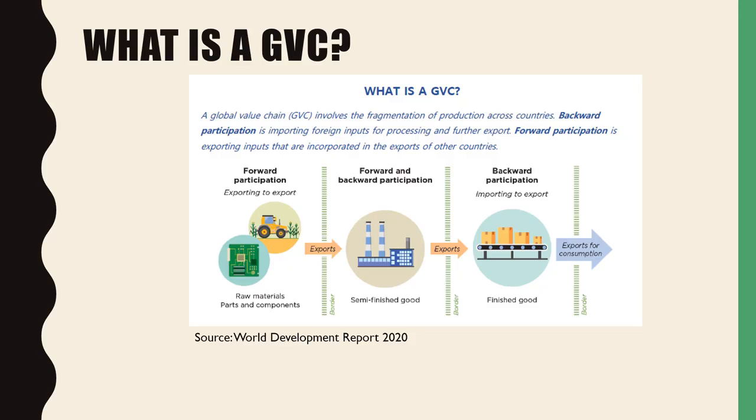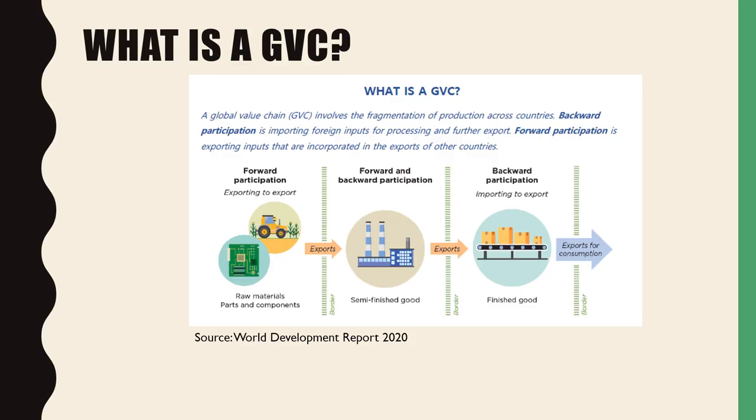From the right, we have backward participation. Backward participation is importing to export. So it's finished goods for export. What are finished goods? Finished goods are any products that we can buy in the market. They are finished, complete, and done for the consumer to use.